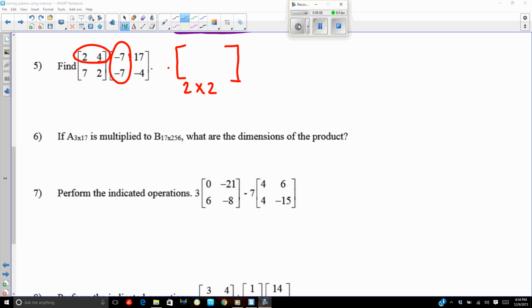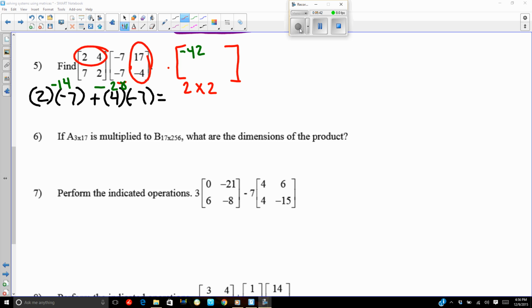So I'm going to start by multiplying the first row times the first column. So that's 2 times negative 7. That's this 2 times this negative 7, and then it's that 4 times that negative 7. So we multiply those two together. Just take your time with the arithmetic. So you get negative 42 for the first row times the first column.